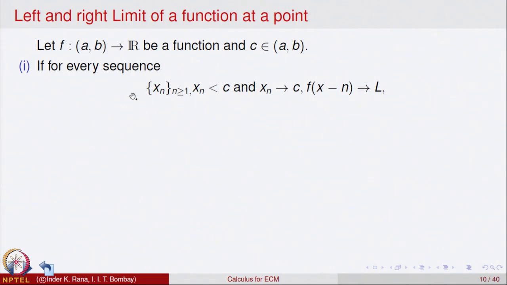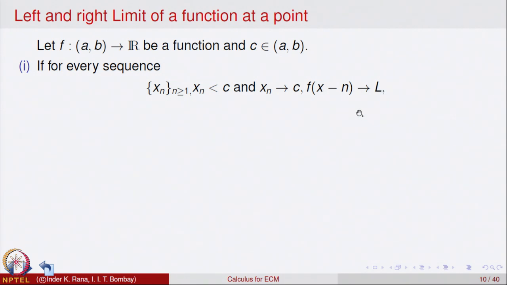So, if for every sequence x_n less than C, x_n converging to C, f of x_n converges to L. There is a typo here: that should be f of x lower n. This is not x minus n, this is x evaluated at n. So, f of x_n converges to L.